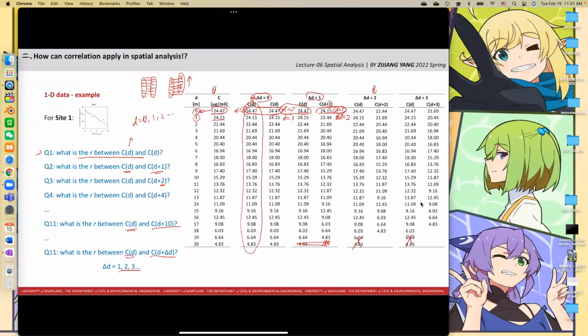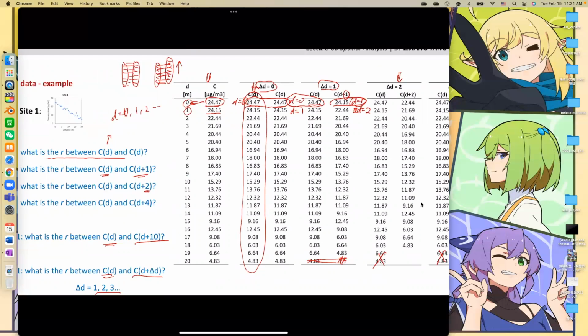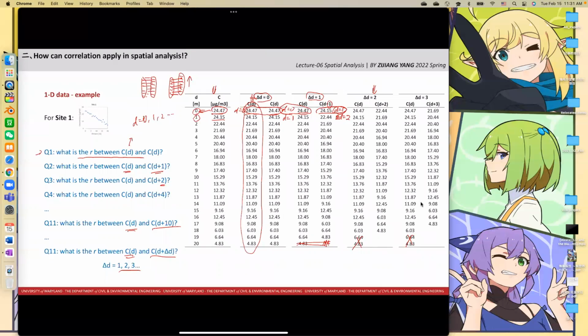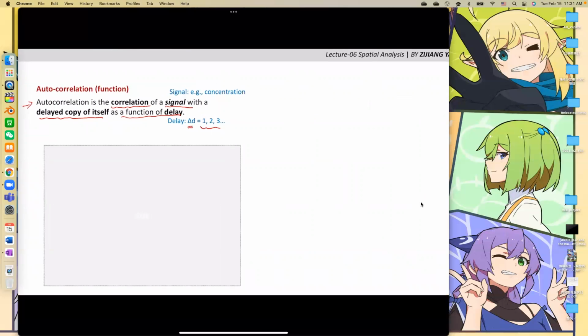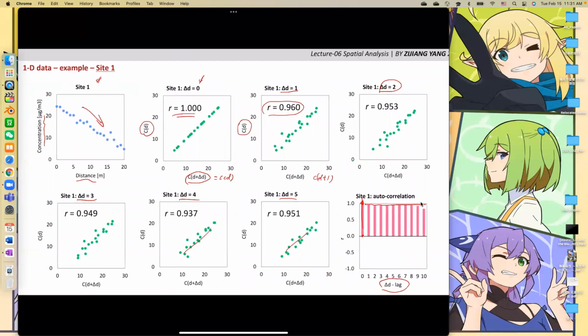I feel like the lag, what is delta D? I feel like that would be the lag. Yes, delta D is a lag, a delay. On the graph in the bottom right-hand corner, does that say delta D minus lag? Oh, this is delta D dash lag, not minus. I'm sorry for the confusion. Let's just ignore the lag. This is just delta D. Yes, thank you.